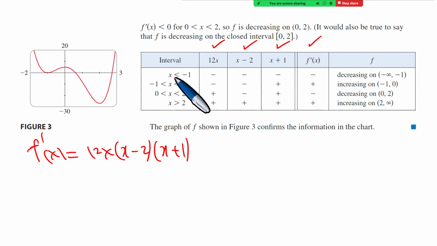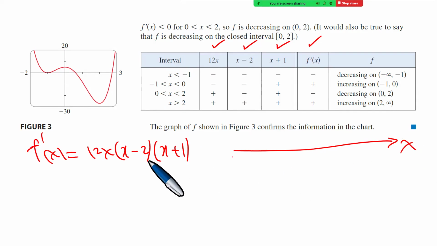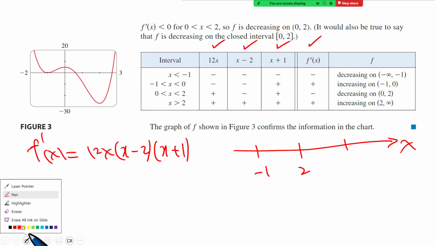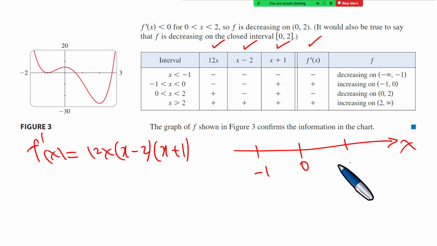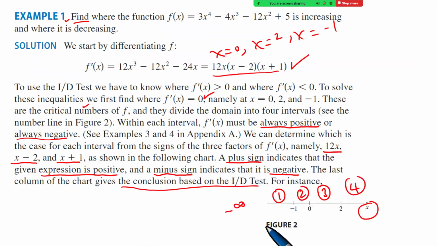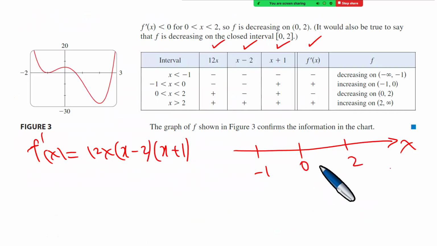Right, so for the intervals, we have a couple of things. We have seen here the number line, and that shows the numbers. We're able to see that minus 1 comes from here, and x equals 2 comes from there. So we start with the negative numbers, and then we have minus 1, then 0, and then 2. Take a look: minus 1, 0, 2. So we have them in order on the number line.